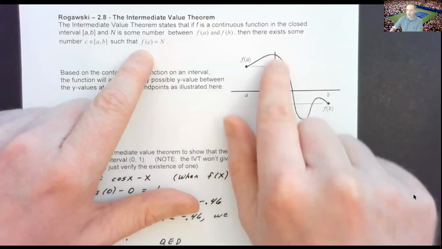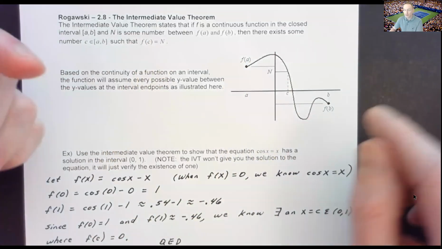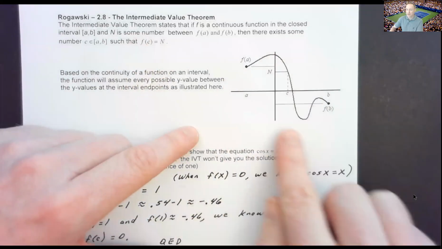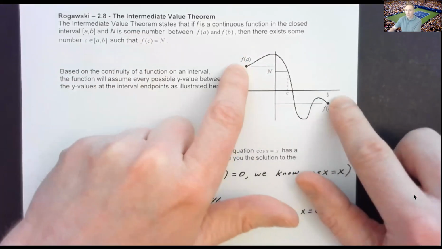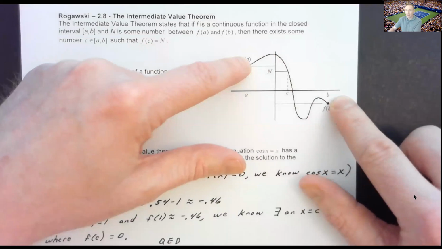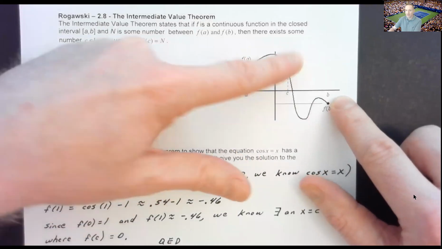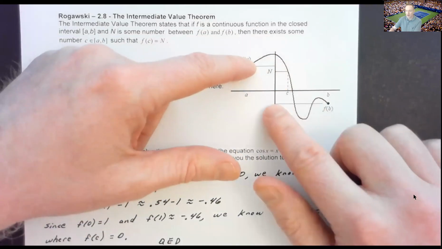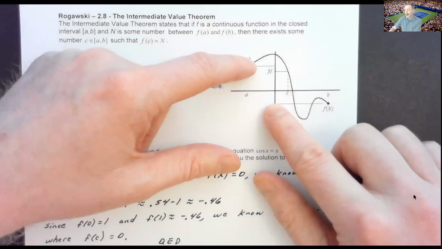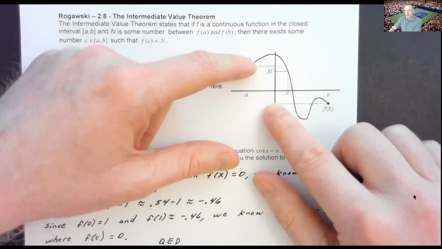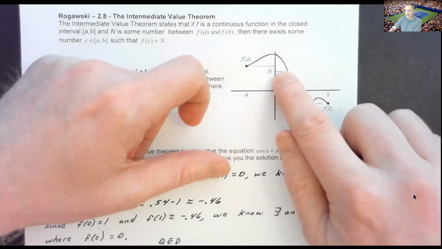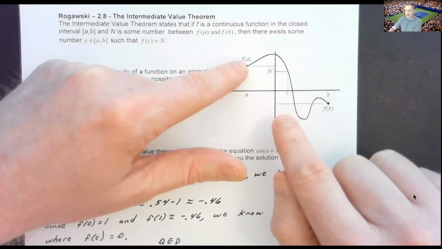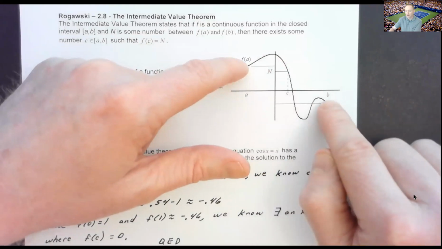So a picture's worth 1,000 words in this scenario. So let's say I have some continuous function between the x values of a and b. And I tell you that f of a has this y value up here, f of b has this y value down here. I ask you to tell me, does this function take on a y value of n, which is in between f of a and f of b on this interval?